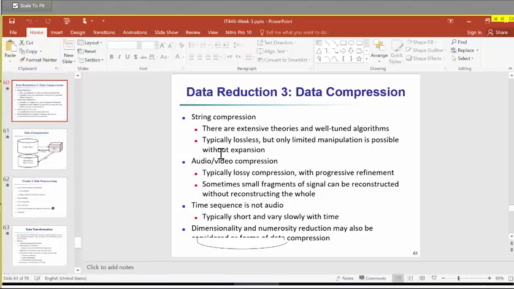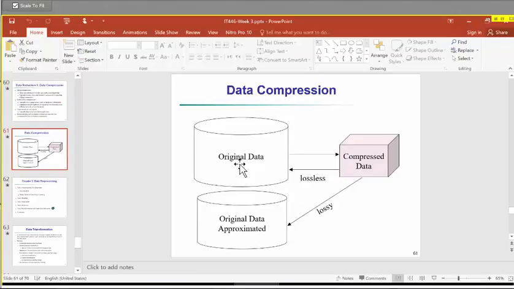So this diagram represents data compression. We have original data, we compress the data. There is some loss of information, and we have the original data approximated. Why approximated? Because there is some loss due to compression. This information is lost, so it does not belong; the data does not contain this information. So we say that the original data is approximated by the compressed data.